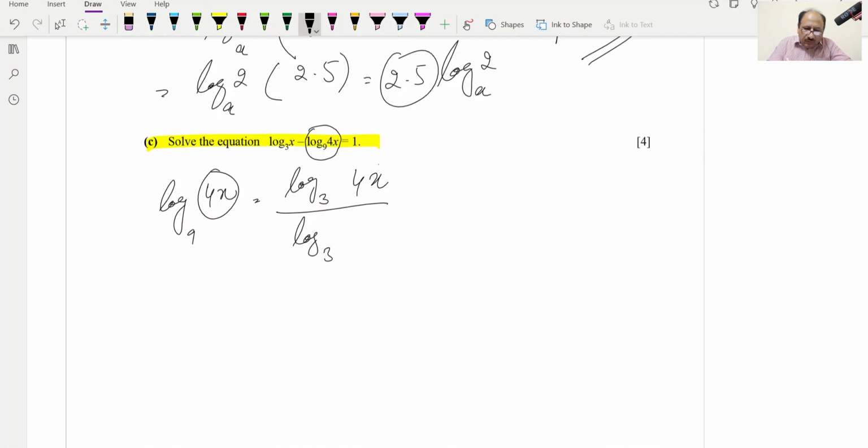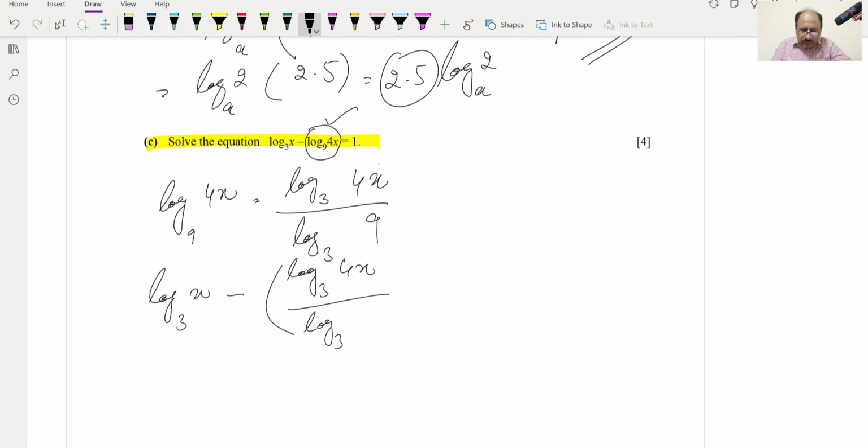This will be 4x, and base 9 we will be writing over here, and this will be our new base, which we can replace in this equation. So it will be log base 3 of x minus log with base 3 of 4x over log with base 3 of 9, and this is equal to 1. This is what is provided.